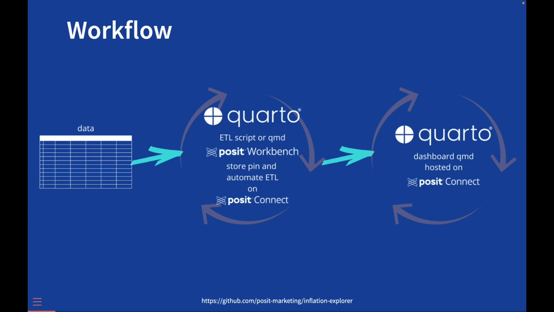Within that document, we pin the dataset on Posit Connect using the pins package, making it easy to use the data in different places. The ETL process is automated by scheduling refreshes of the script or the document in Connect. Then, we create a Quarto document for our dashboard, which reads the pin to generate the visualizations. Finally, we publish our dashboard on Posit Connect and schedule it for automatic updates to pull the refresh pin from the ETL script.